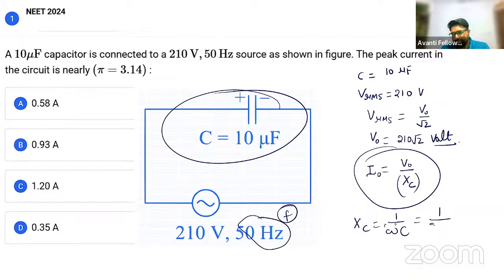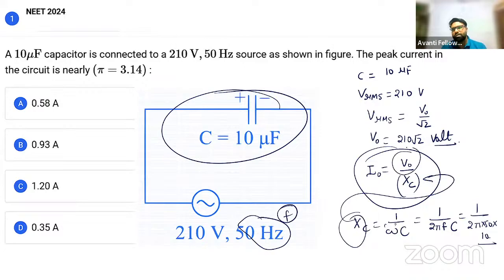So omega will be 2 pi f, and XC is 1 upon 2 pi into 50 into C. You need to put the values here. When you calculate the value of XC, put it here. V naught you have already calculated. Based on this data, calculate the value of peak current and you will find the answer. So look how easy the questions asked in the NEET examination are, if you just know the concept.